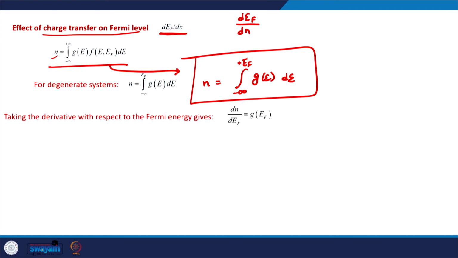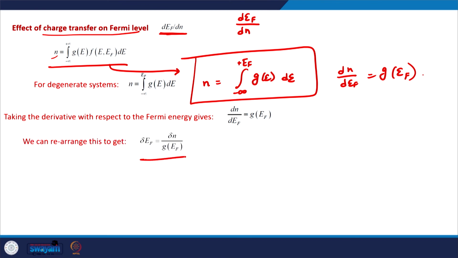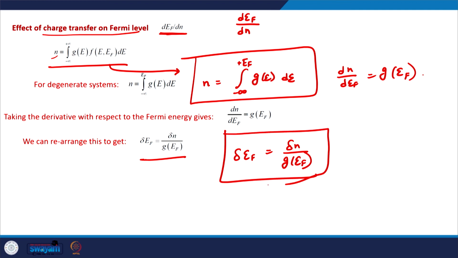Now if we take the derivative of this with respect to EF, dN by dEF, this is what we obtain. This is the density of states at the Fermi level, or delta EF becomes delta n divided by G(EF), and this is what I would like you to think about. This is the change in the Fermi level when we change the number of electrons in the system by delta n, and this depends on the density of states of electrons at the Fermi level.